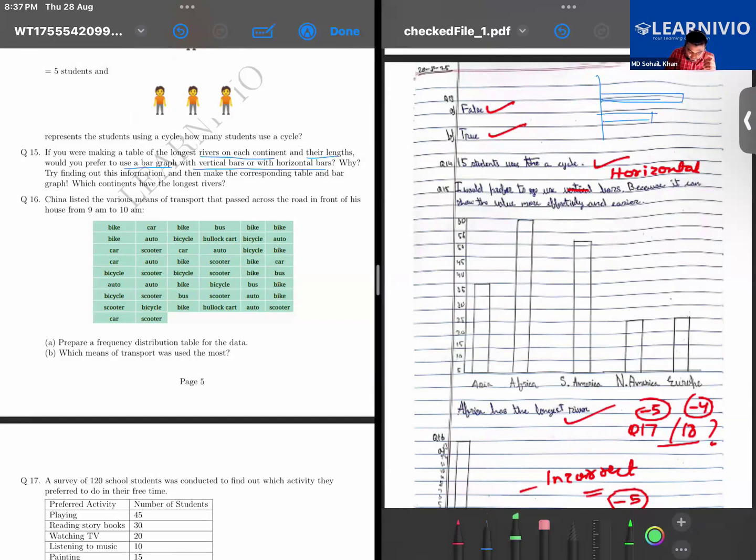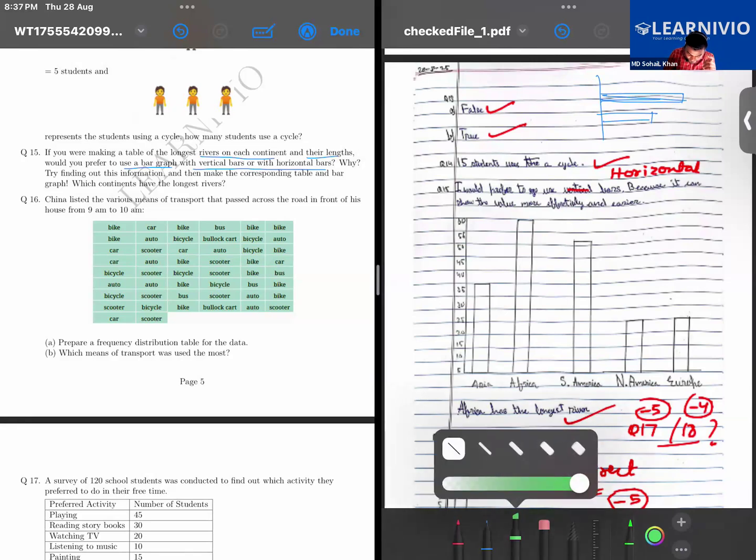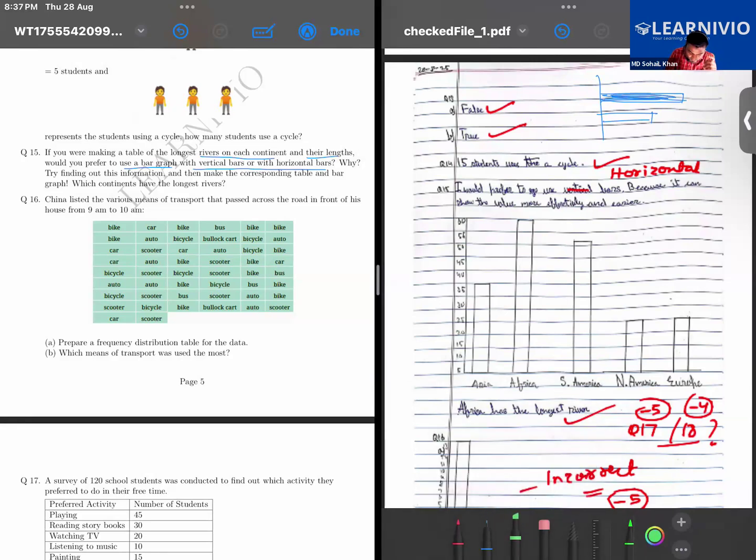Why are we going to use the horizontal bars here? Because rivers flow parallel to the ground, while the mountains are like this, vertically above the ground. Getting it? Mountains are vertically above the ground like this.